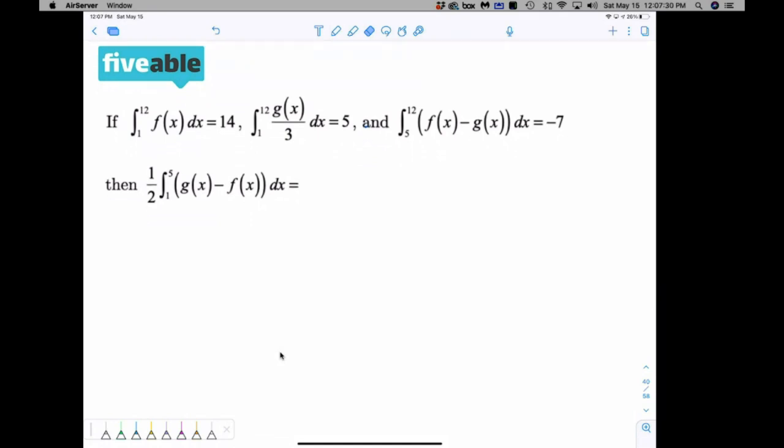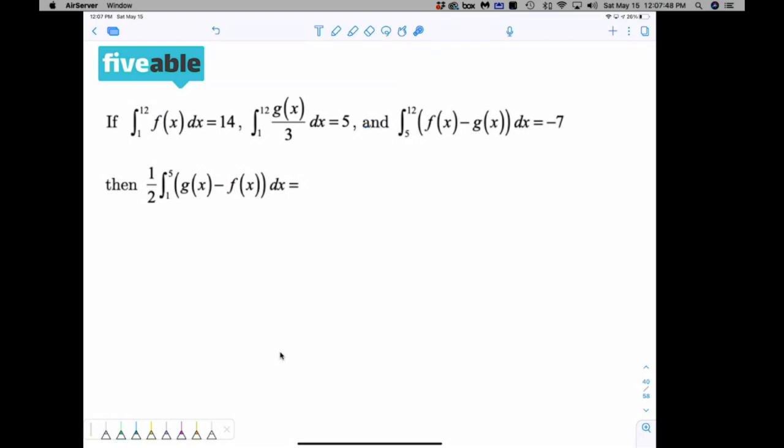Let's take a look at another really common example that we see on the AP exam, especially over these last couple of years. This one involves properties of integrals. In a problem like this, you're going to be given a bunch of information about some different integrals, and there's a way to connect them all. Your job is to figure out how to combine these integrals to get the answer that we want.